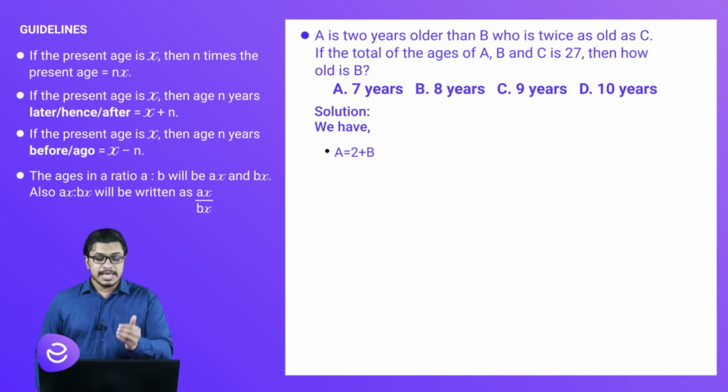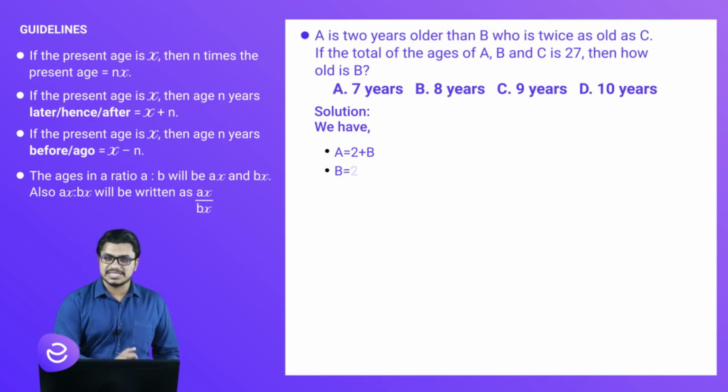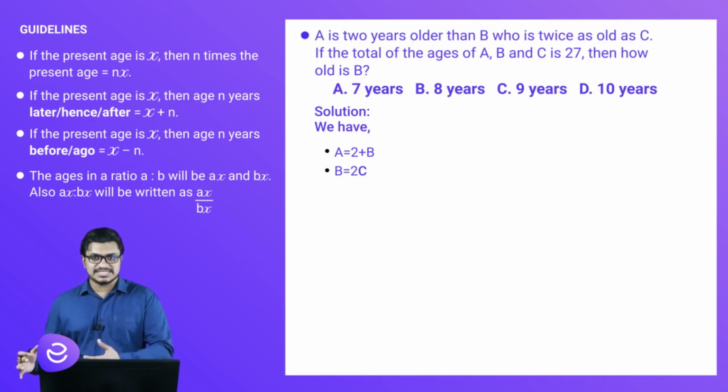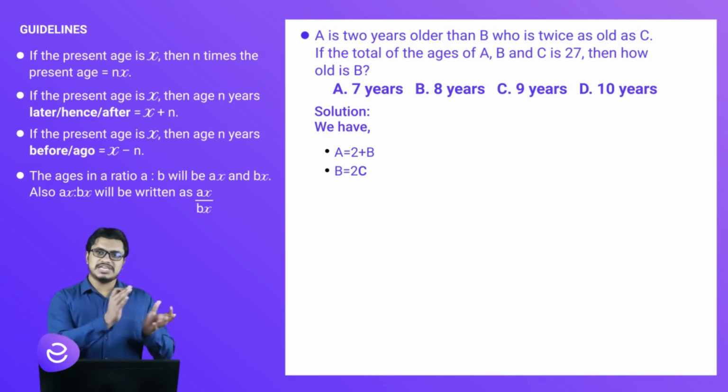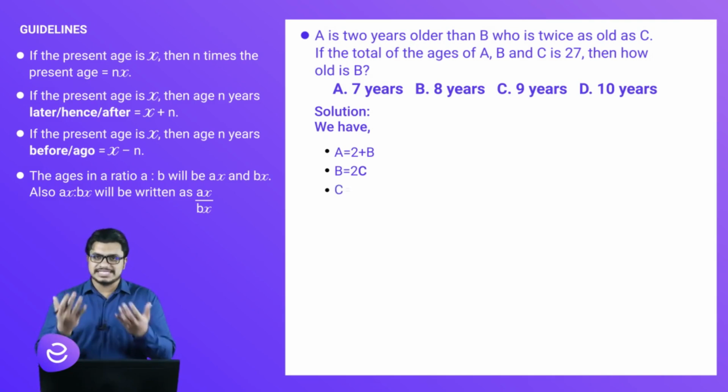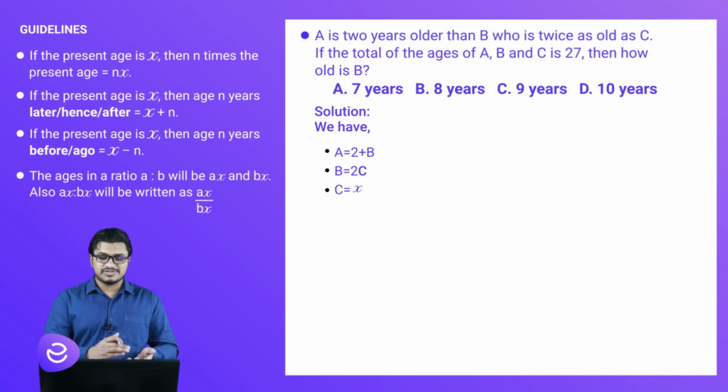Now, the second one, B is twice as old as C. We have done many problems. We know that if it says B is twice as old as C, it means that B is equal to 2C. So, whatever age C has, C into 2 will give you B. That means C2 or 2C. And about C, nothing is given. So, we'll take C as X. So, here we have three very small equations. A is equal to 2 plus B, B is equal to 2C, and C is equal to X.